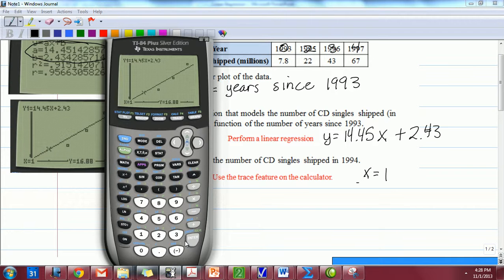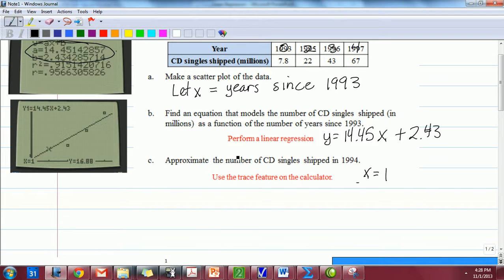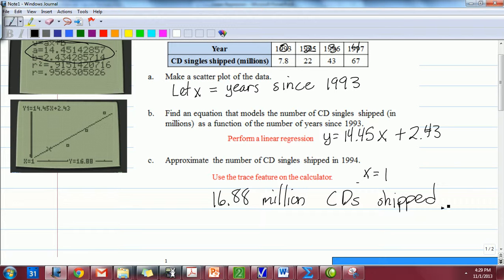So since y is going to equal 16.88, then we can say that the approximate number of CD singles shipped in 1994 is going to be 16.88 million CDs shipped. So that's how we answer it. That's how we answer questions doing interpolations.